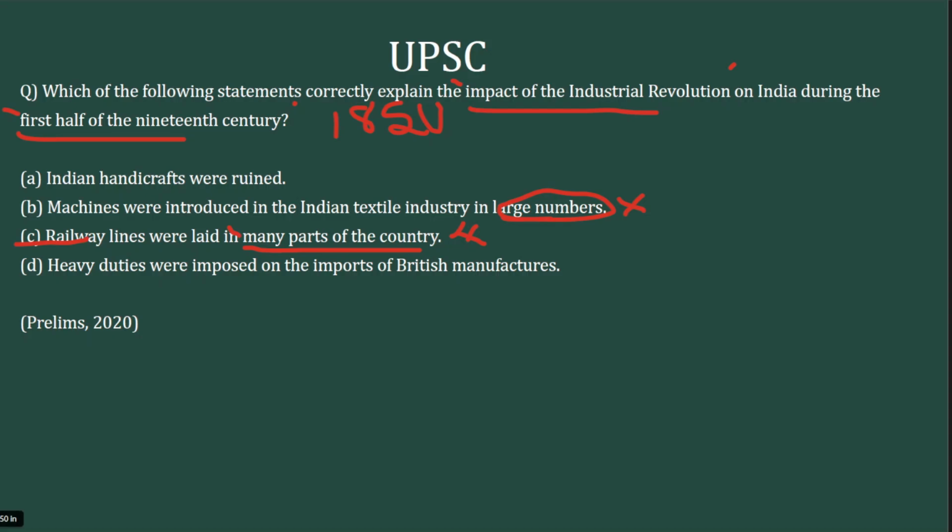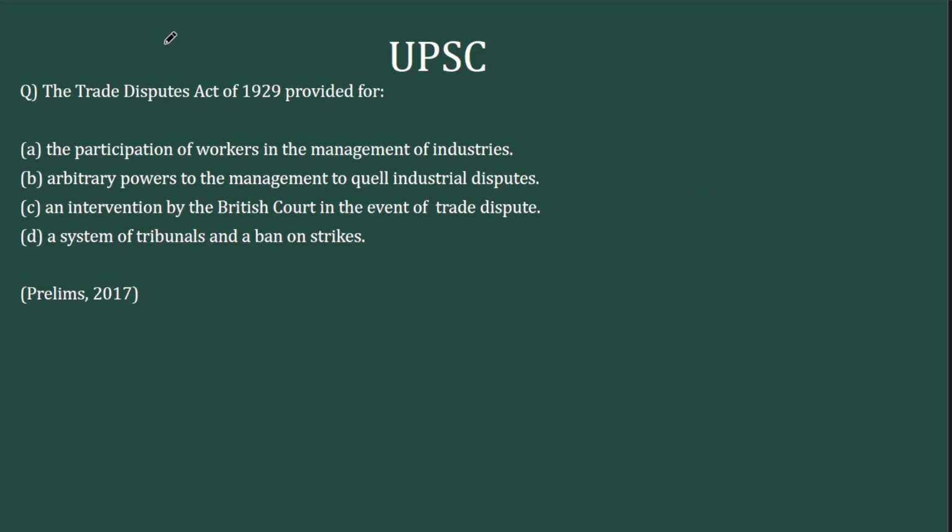Last option, heavy duties were imposed on the imports of British manufacturers. Now, why would they do that? The trade concessions, something like the Dastak or the Farman of Farrukhsiyar, Aurangzeb, the Golden Farman, everything sought trade privileges. Now, why would British imports be taxed with heavy duties? So this is contradictory to common logic. So these three options can be eliminated accordingly, and option A is the right answer: Indian handicrafts were ruined because cheap machine-made goods were coming in.